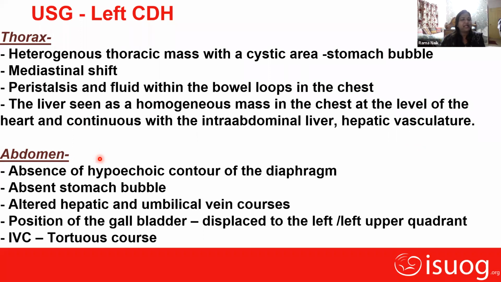This is the left side. In case of left congenital diaphragmatic hernia, you will see cystic structure in the heart that is due to the stomach bubble. There will be mediastinal shift. Peristalsis and fluid within the bowel will be seen if the bowels are also inside the chest. In few cases, the liver can also go up into the thorax. And in the abdomen, you will find the diaphragm contour is lost. There will be no stomach bubble inside the abdominal cavity, and there will be altered hepatic and umbilical vein course.